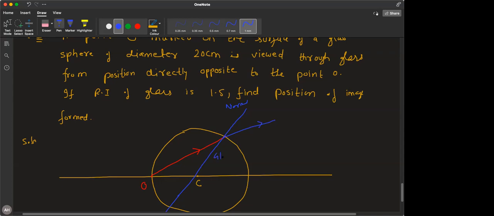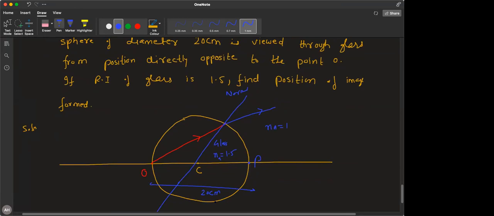This is glass, and refractive index of the glass is 1.5. And this is air, refractive index is 1. This is the pole. This is your object. Diameter is given, 20 centimeters. Now, try to do it yourself. Try to get the value for object distance. The hint is this is the object distance. Diameter is 20, so radius of curvature would be 10. Refraction is from denser to rarer, so you know the relation for denser to rarer.